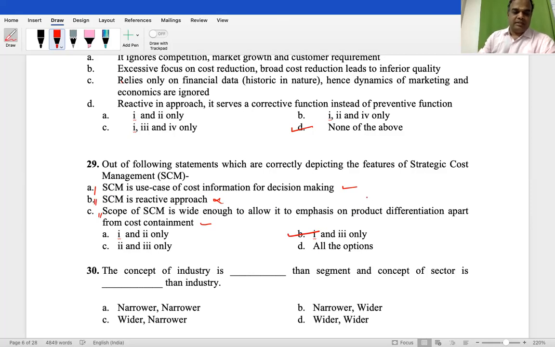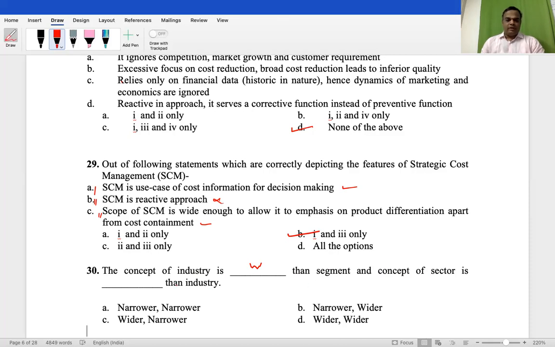Then the concept of industry is dash than segment, and the concept of sector is dash than industry. Industry is wider than segment. And the concept of sector is narrower than industry. Narrower or wider? Narrower.